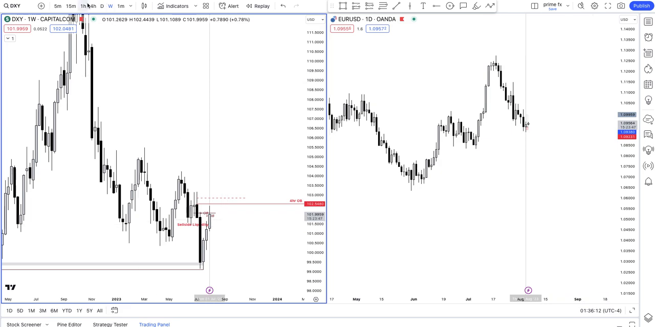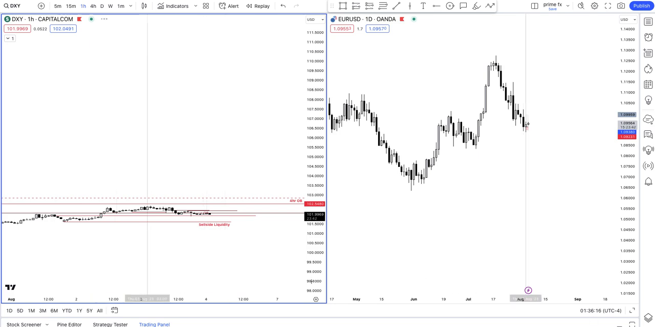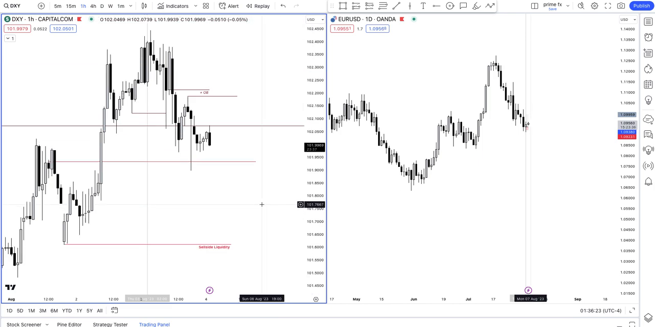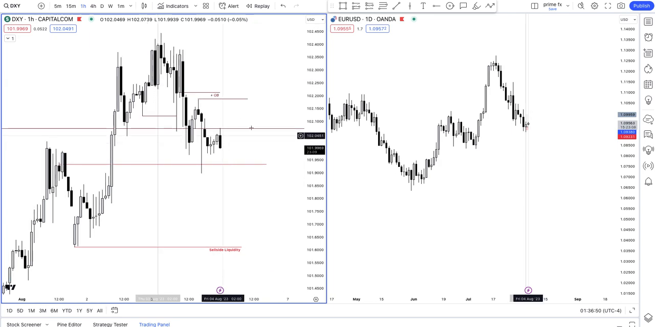So yeah, so far this is what I'm looking for, and if we drop down to the hourly, we see the displacement, price left an order block, price failed to get to the other block. So I'm anticipating to see price reject from this area, go to this other block, and then from here I look for entries to go down. So yeah, so far this is what I want to share.